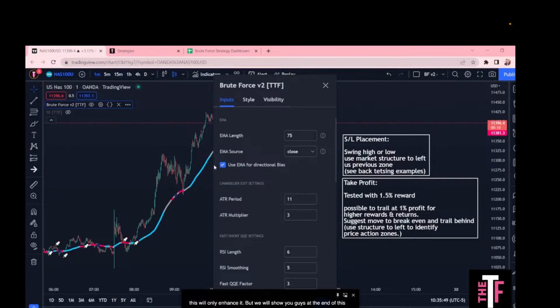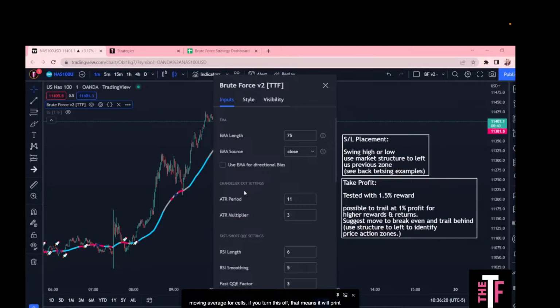There's also this little checkbox for using the moving average as a directional bias. If this is checked on, that just means that it will only print rocket ships when it is above the moving average for buys and if it is below the moving average for sells. If you turn this off, that means it will print rocket ships anytime that the criteria are met, and it will not use the moving average as a consideration. So if you are going to turn this off, I do highly suggest that you have to be like intermediate potentially to like advanced trading to be able to use that safely.